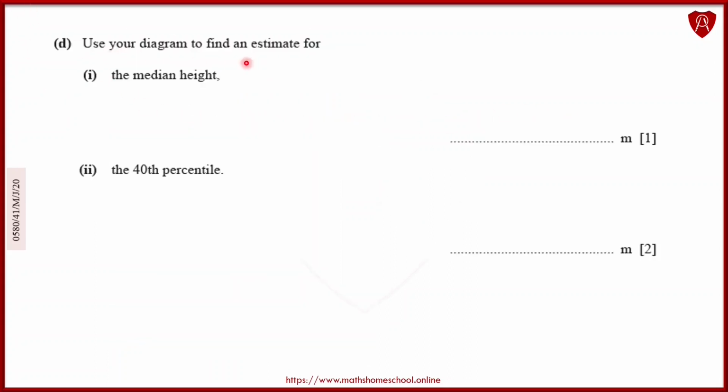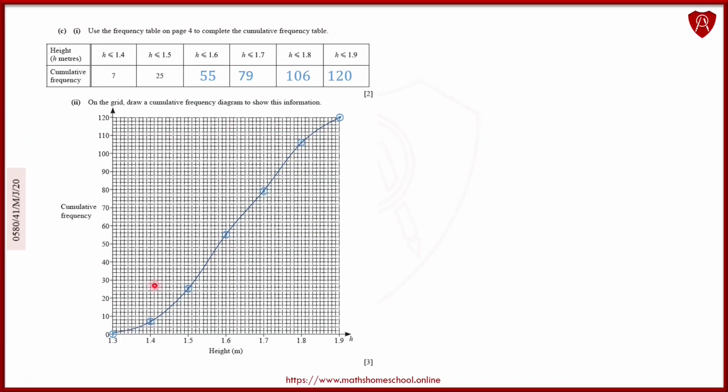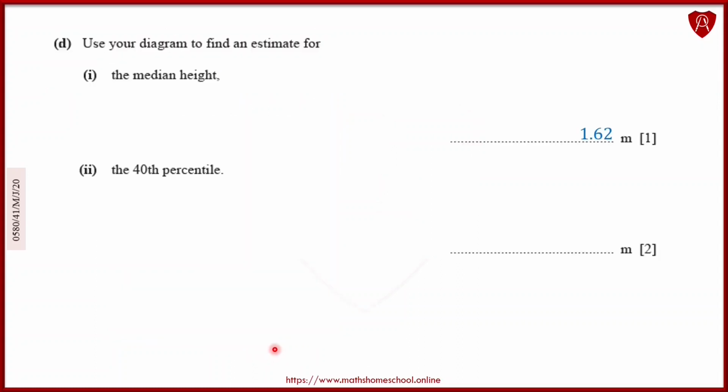Use your diagram to find an estimate for the median height. The median height is the height of the 60th boy, the middle boy. So we simply project 60 onto the graph and onto the height axis. We get 1.62. That is our median height. The 40th percentile.